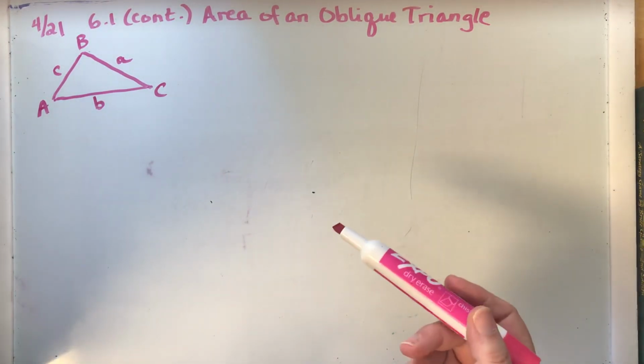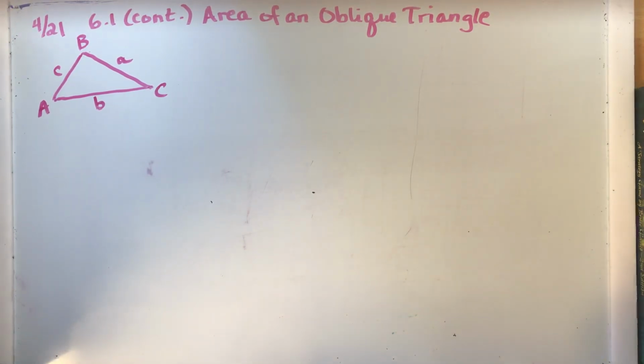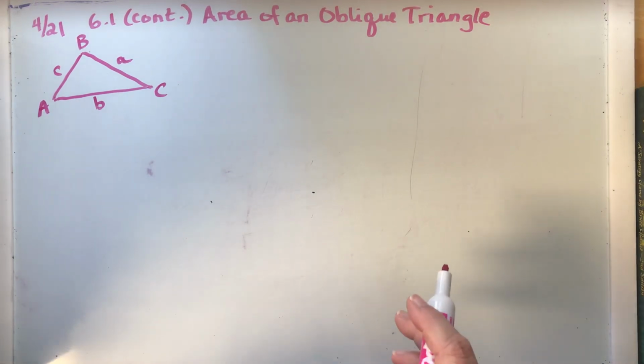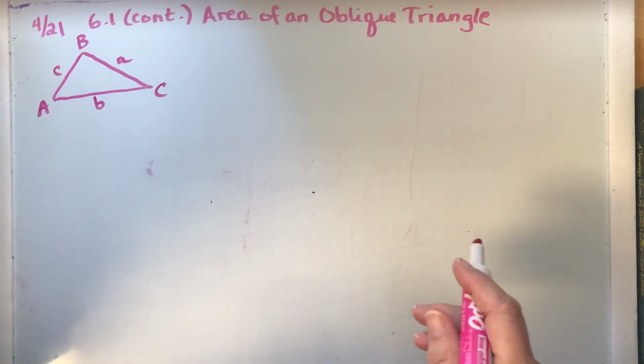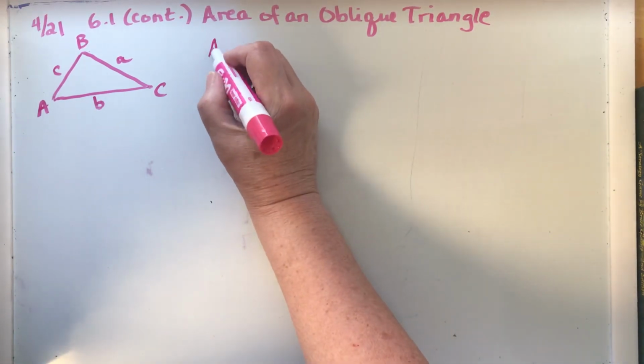So we know how to find the area of any right triangle. The normal formula for the area of a triangle is 1/2 base times height, but the base and the height have to be perpendicular to each other. So now what we have is a triangle where we don't have two perpendicular sides. So it's really a nice little formula. I'm going to go ahead and write this down.